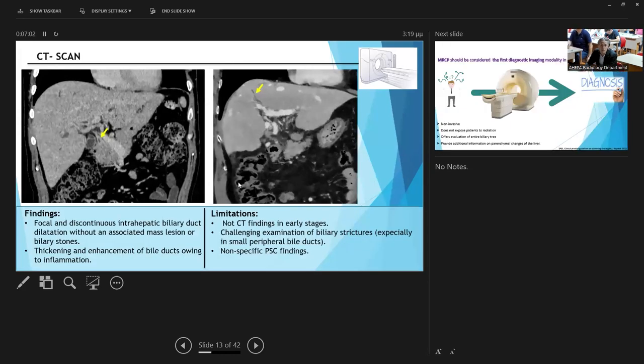Let's move on to summarizing the pros and cons of CT scan. For sure, this technique is more efficient in the advanced stage of disease because it is able to recognize both stenosis and dilation. This technique is not useful to recognize primary sclerosing cholangitis that involves only the small ducts. And the limitation, obviously, is represented by the exposure to radiation dose. In some cases, the dilation is not so typical for primary sclerosing cholangitis.